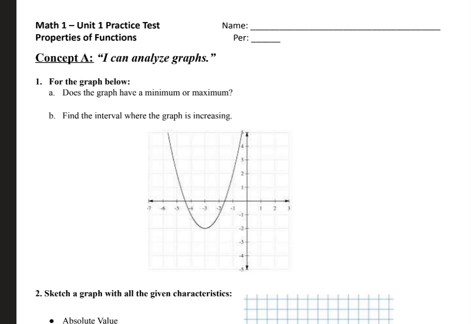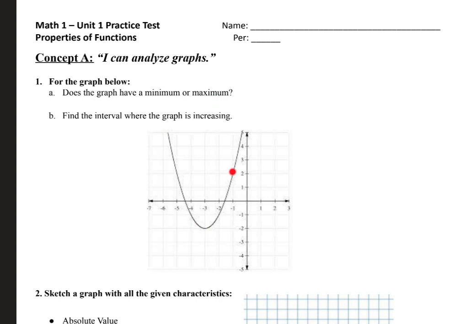All right, so here's the video for the Unit 1 practice test, properties of functions. So starting with concept A, I can analyze graphs. Number 1 says, for the graph below, does the graph have a minimum or a maximum? So remember that minimum means a lowest point on the graph, maximum means a highest point on the graph.